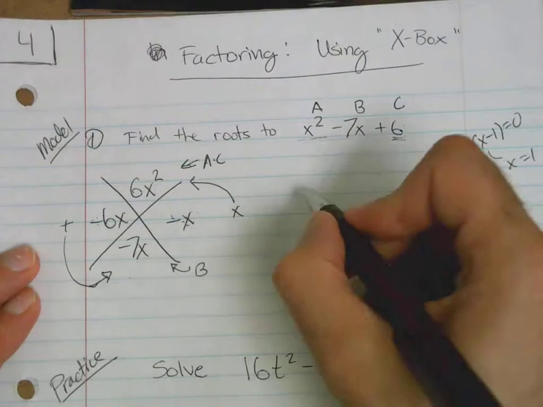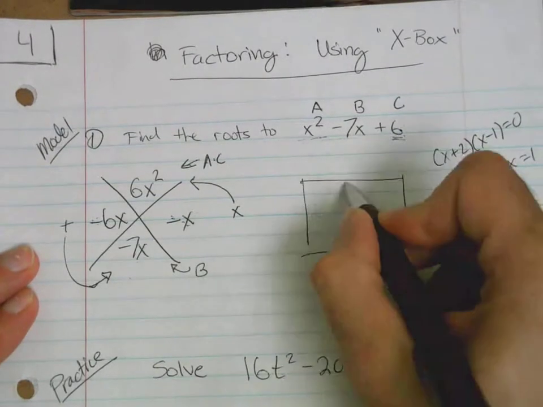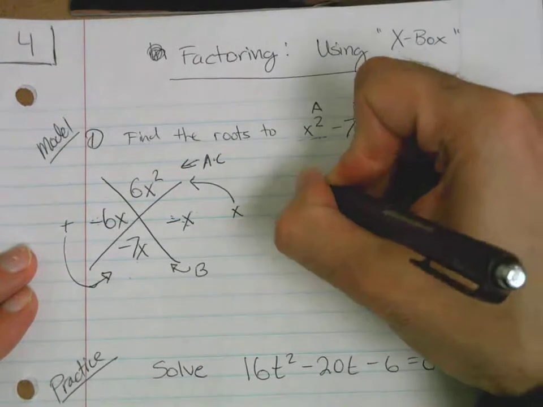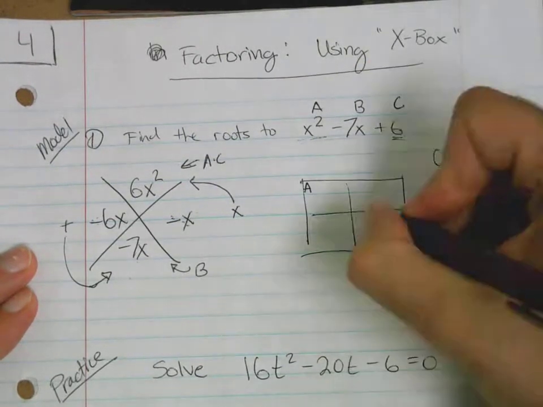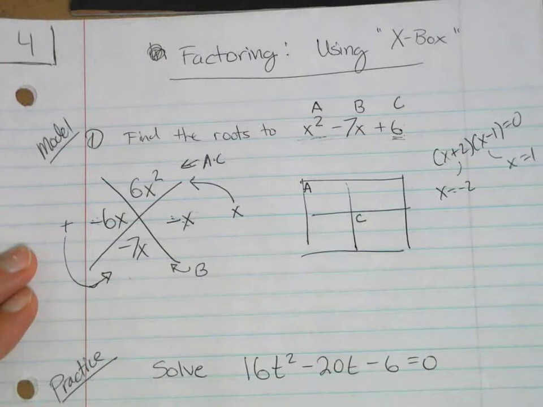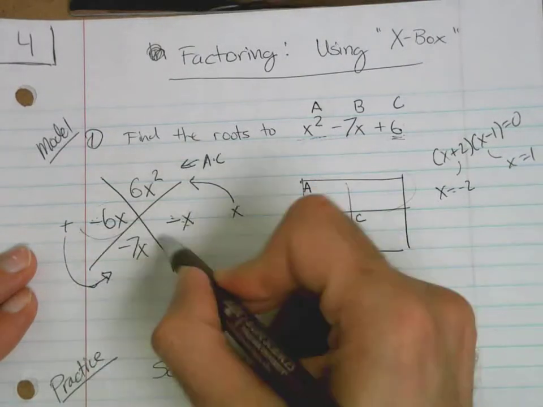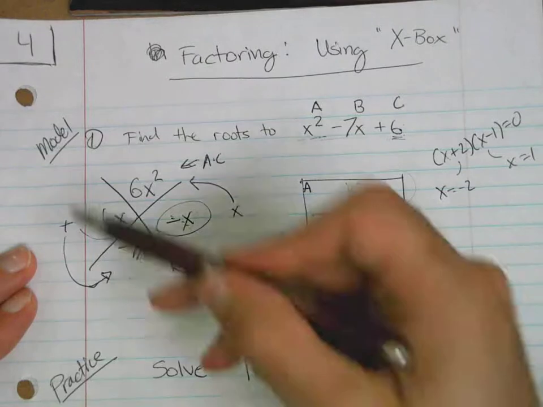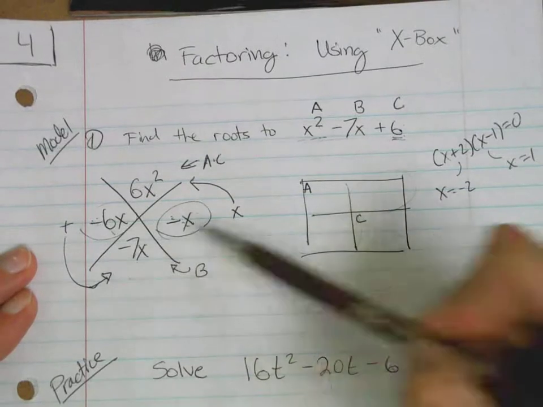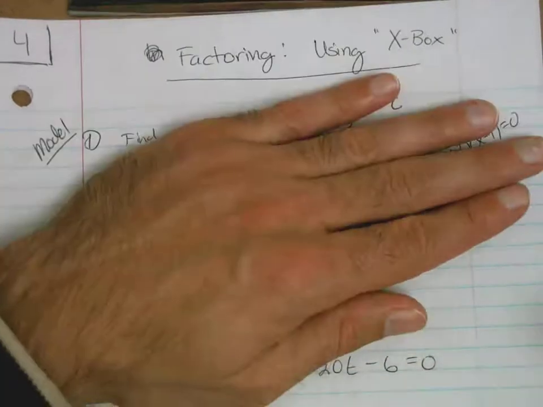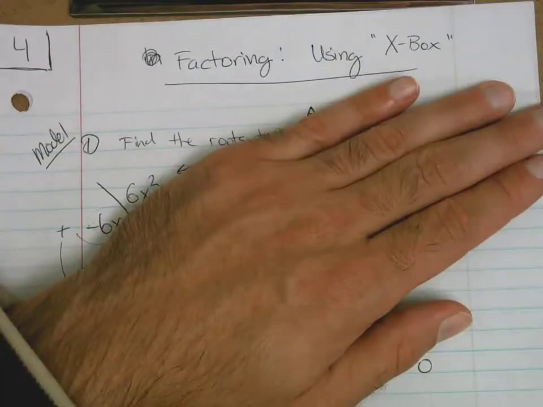We draw our box. Here's our box. Part of our box is already done for us. Every time, A will go in the box here, C will go in the box here. What goes here and here? These two terms we found. That was the whole point of the X, was to find these two terms to fill up the rest of the box. See if you've understood what I've meant, and fill up the box. Only when you've filled in the box should you check your work.